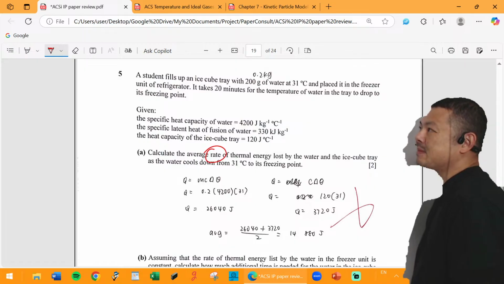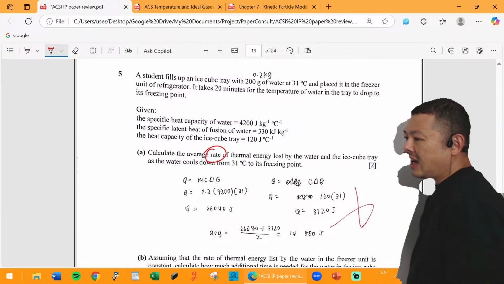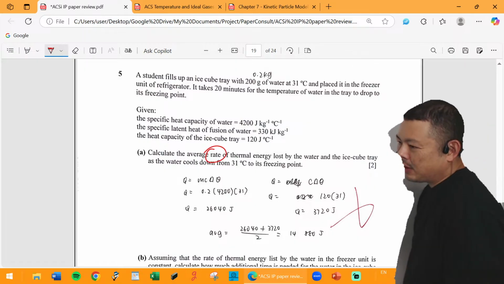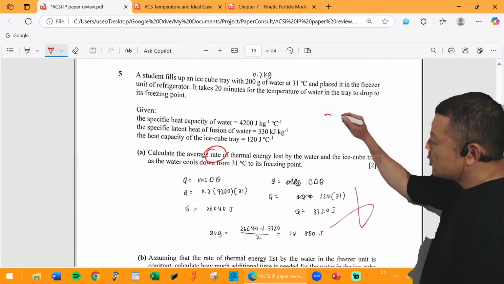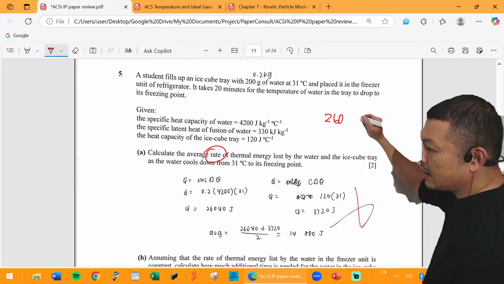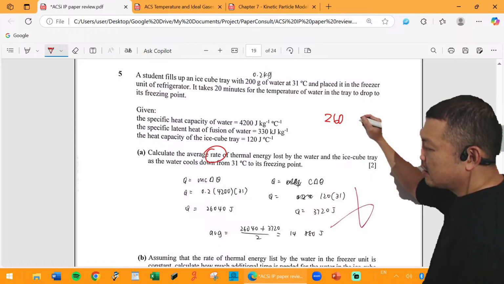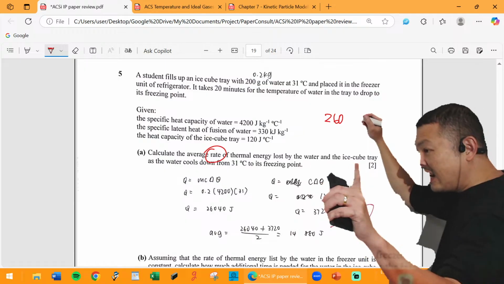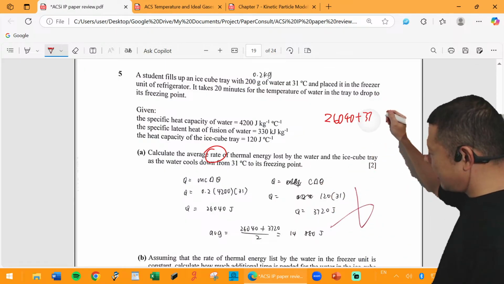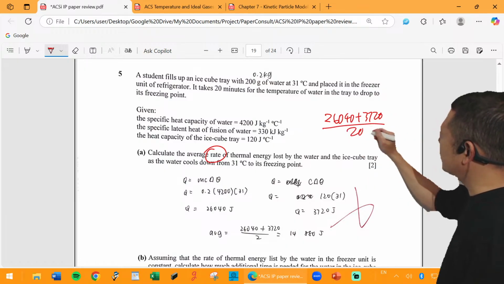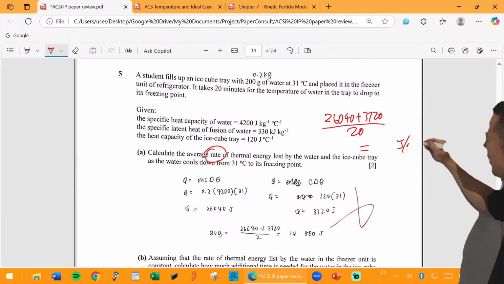Divide by 20 times 60 seconds. All physics must be based on SI units. So sorry, what? Cannot also. Unless, 2640. Yeah, correct. So unless you do this, unless you go in 20, then you say joules per minute.